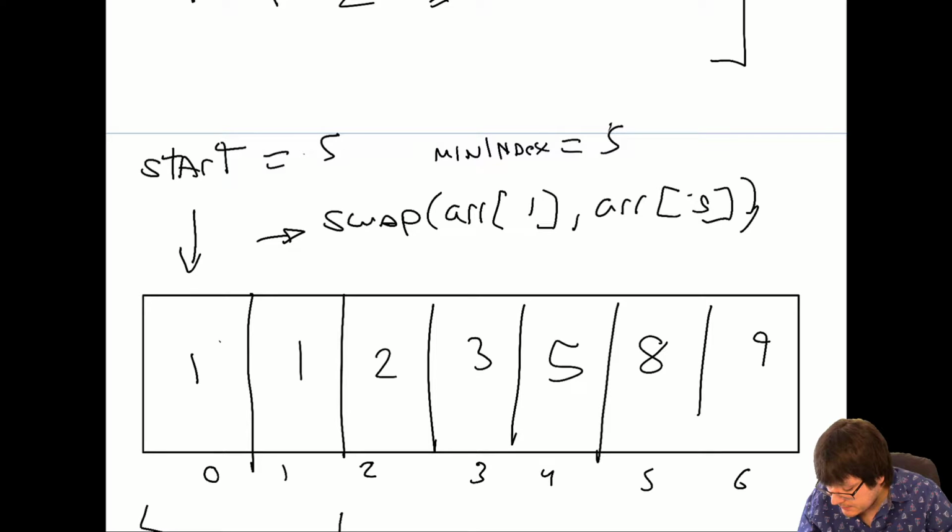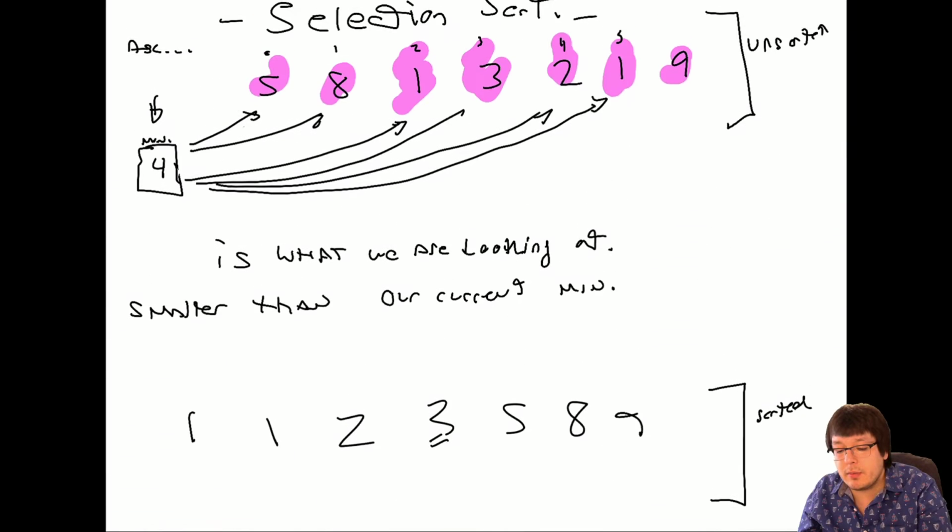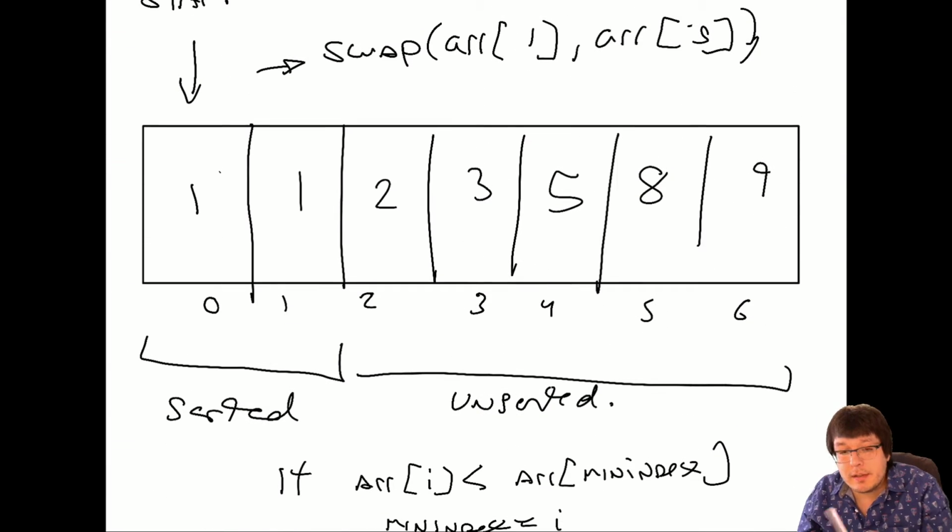I'm trying to think if there's anything else I want to say about stability. Like I said, this can be made stable, relatively easy. This version up here was very easily seen as stable. This version, when we do the swapping, I'm trying to think if you could run into problems with it not being stable, but I think you'd be okay.